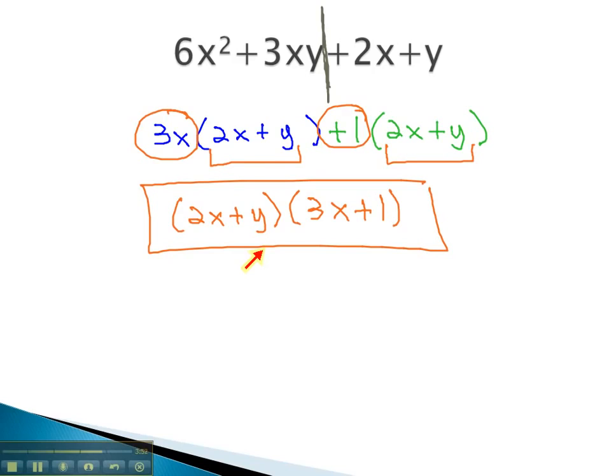By dividing the problem into two groups and factoring the left and right, often we can find a matching binomial common factor.